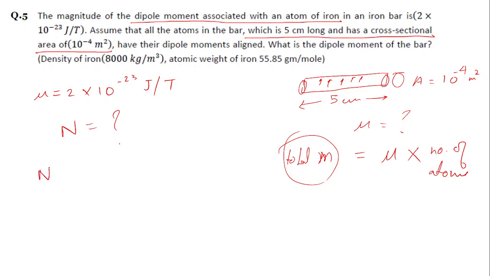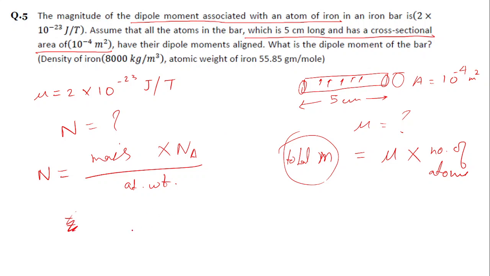Now number of atoms, we know, we have this formula: mass times Avogadro number divided by atomic weight of iron, and this is the mass of this iron bar. The mass of the iron bar is not given. That means we need to use density and volume here. Okay, let's first calculate mass.